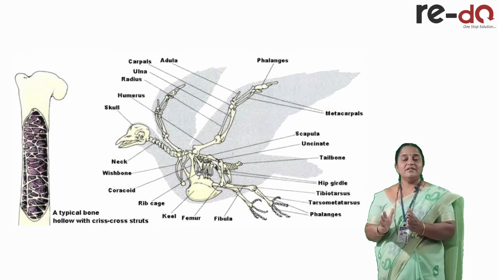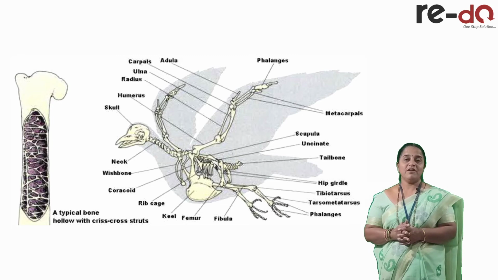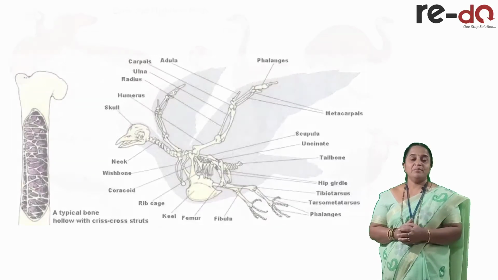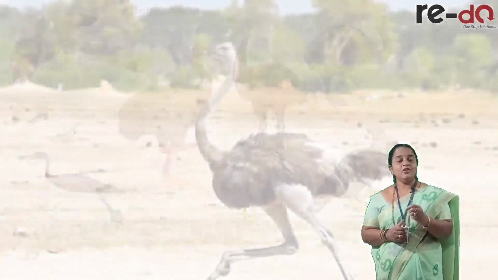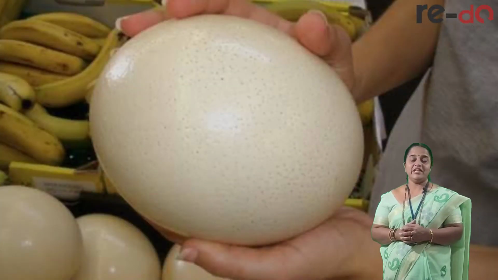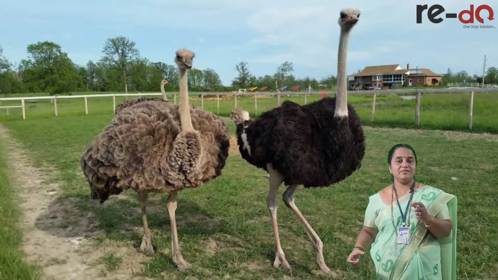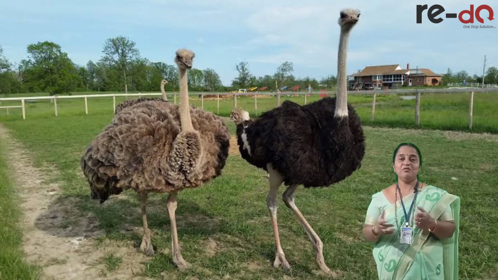There are some birds which are an exception. They cannot fly. Examples of flightless birds are ostrich, emu and penguin. The largest egg is laid by the ostrich. They have long forelimbs and long hind limbs. The whole body is protected by the large-shaped wing, and that's why they are unable to fly.